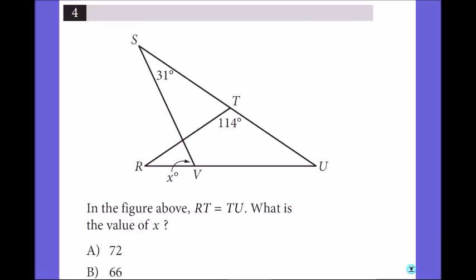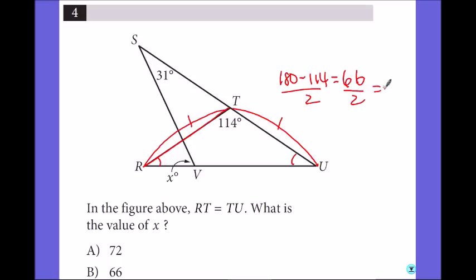4. In the figure above, RT is equal to TU. So it's an isosceles triangle, meaning these two angles will be the same. If these two are the same, and the triangle forms 180, it's 180 minus 114, which will be 66, right? And they're evenly divided into 2. So when you divide by 2, it becomes 33. I'm not sure whether it will be helpful, most likely. But let's see what else we have.